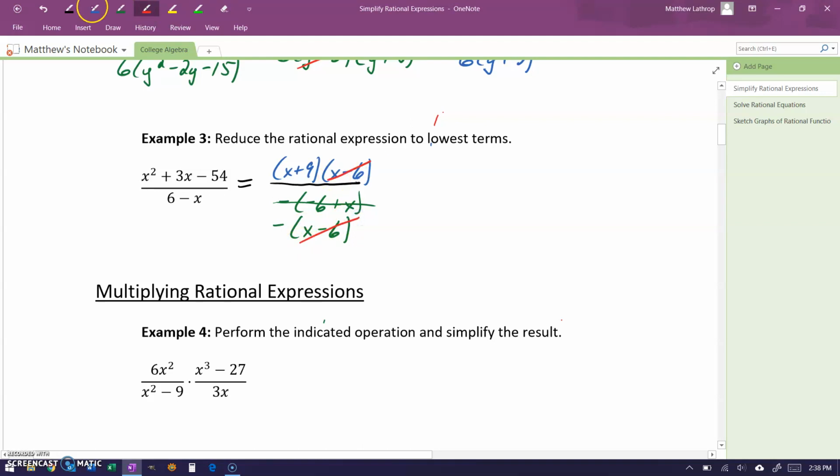That means x minus 6 over x minus 6 will cancel, leaving us with x plus 9 over negative 1, since we still have that negative sign down there. And then that negative 1 can just be brought out as a factor in front, and we could write this as the opposite of the quantity x plus 9.